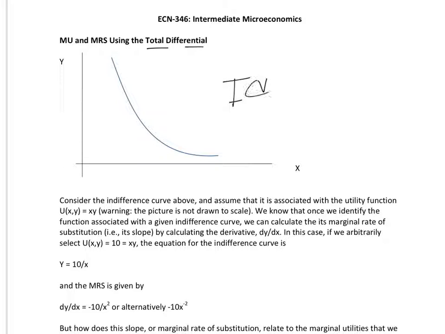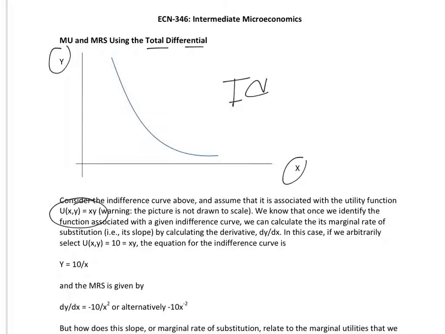So this is just a regular indifference curve where we have two goods, x and y, and these two goods are depicted in this particular utility function right here. Note that the picture is not drawn exactly to scale. It would be a much more sort of symmetrical picture for this utility function, but you get the idea, I think.